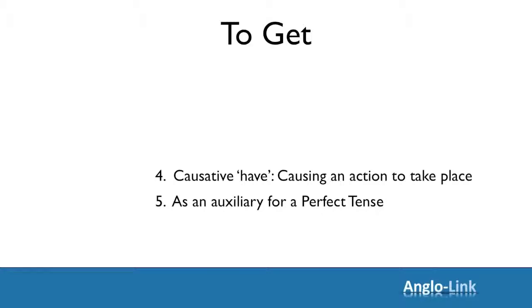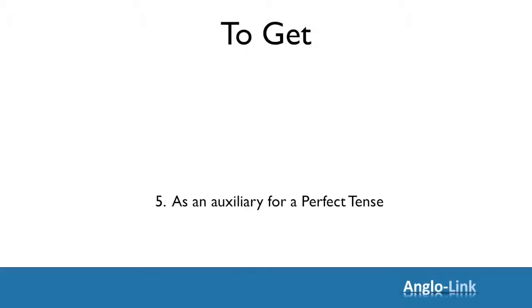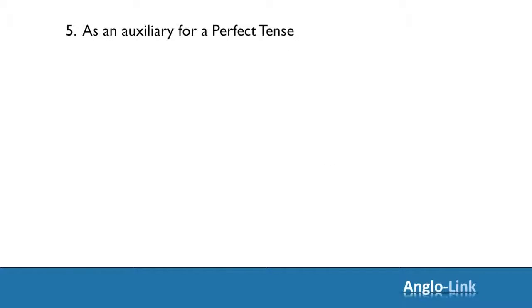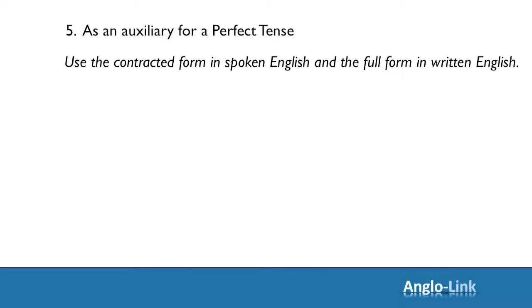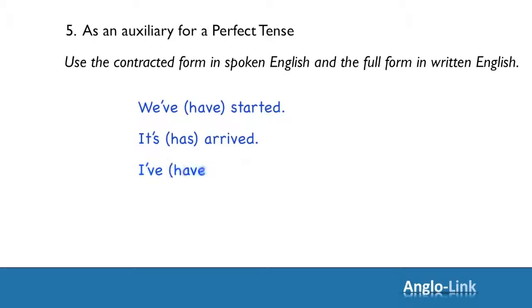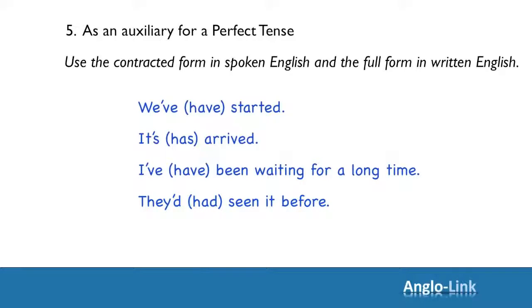Right then, let's move on to the verb to have as an auxiliary for a perfect tense. In this case, use the contracted form in spoken English and the full form in written English. Let's look at the examples. We've started. It's arrived. I've been waiting for a long time. They'd seen it before.